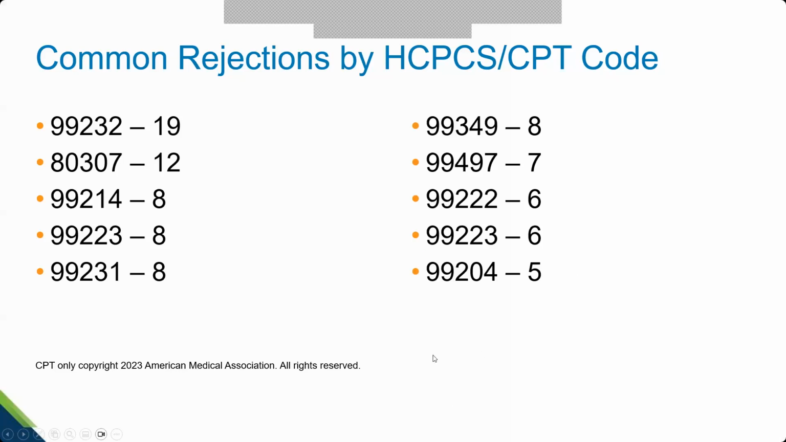Let's talk about 80307. The top denial here is that the CLIA number is invalid or missing. CLIA stands for Clinical Laboratory Improvement Act. It's a law. CLIA numbers are required on claims, whether paper or electronic, for any lab that performs CLIA covered procedures, the procedures covered under that law. I've included a resource later in the presentation. Otherwise, that claim is going to be rejected as an unprocessable claim.